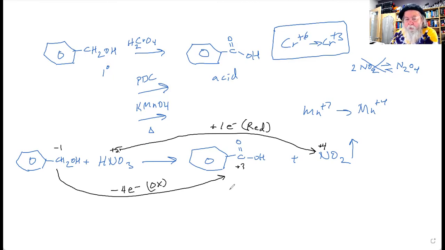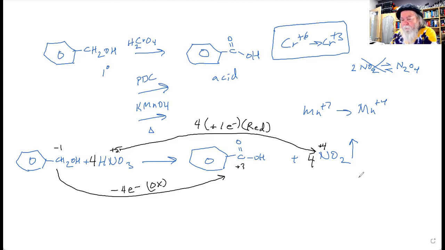We can also tell we're being oxidized because it's gaining oxygen. Gain of oxygen is also oxidation. But we have to balance electrons lost and gained. This is losing 4 electrons, it's gaining 1. We multiply this side by 4 to balance electrons lost and gained. That means we put a 4 in front of the nitric acid, a 4 in front of NO2. So electrons lost is equal to electrons gained.